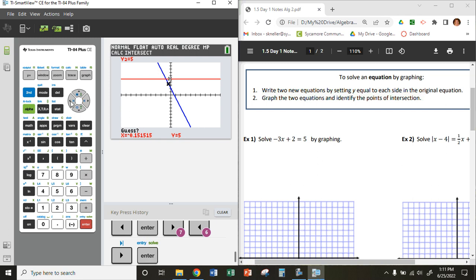And then the calculator says guess. Now you can move the cursor a little bit closer to where you think the intersection is. You don't have to. Guess is just kind of like the calculator saying, are you sure you want me to find the answer for you? So just hit enter, and then down at the bottom, negative 1 and 5 is the intersection. So if we wrote that as an ordered pair, negative 1, 5, that's where they intersect. But in our example, we were solving for x. So really our answer for example number 1 is just x equals negative 1.